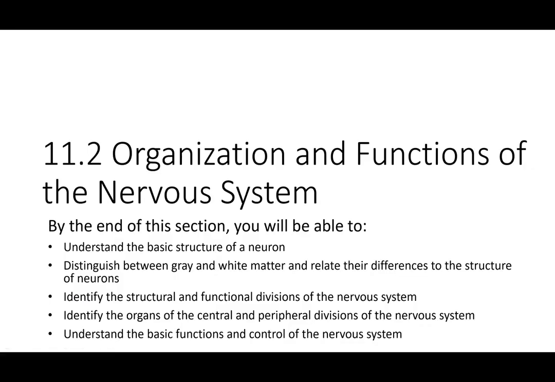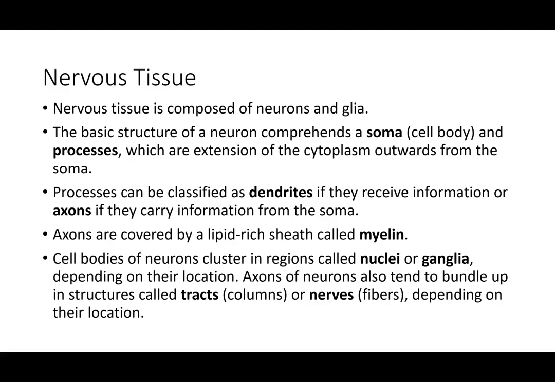So starting off with section 2, like normal, we are going to look mostly at structures of neurons, look at gray and white matter, and how gray and white matter look differently, what's causing them to look differently. And then we'll look briefly at some of the divisions of the nervous system and different parts of those different divisions. So first off, nervous tissue is made up of neurons and glia, and we'll go into a bit more detail about those as we go.